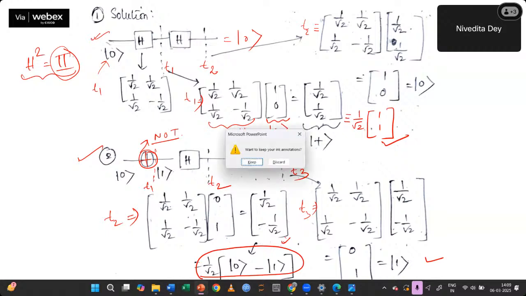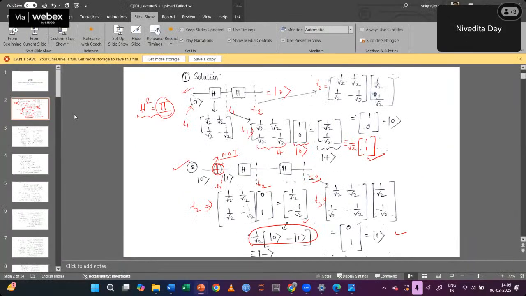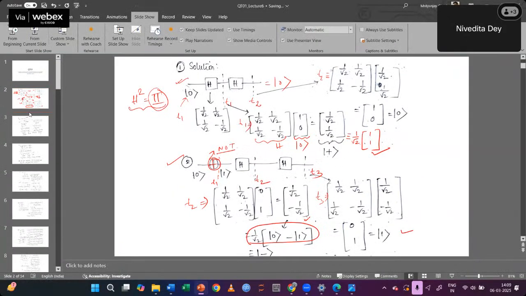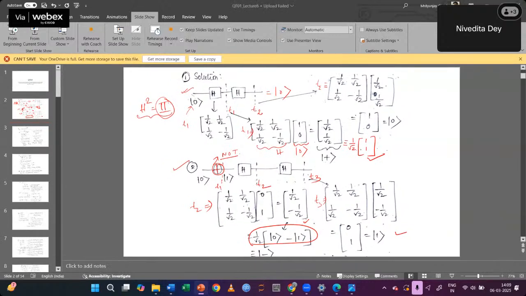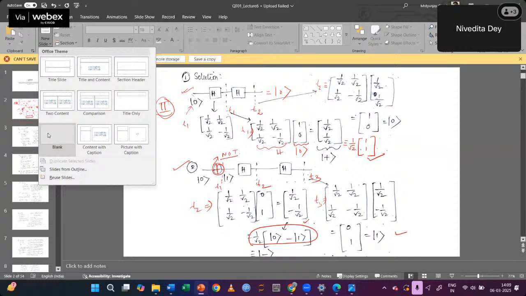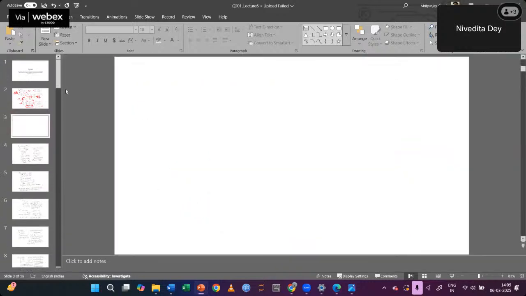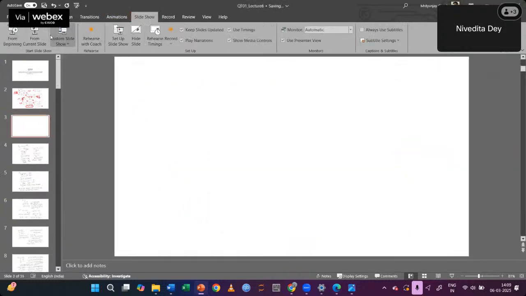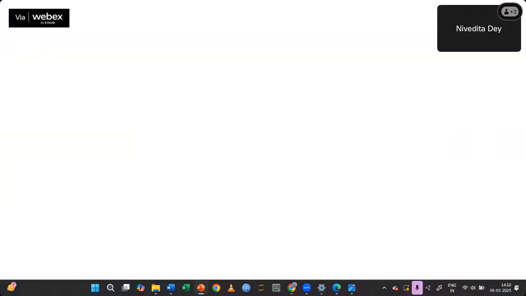Now I just want to show one thing. Just a minute. I want to keep the annotation so that it's there already. I'll be keeping all the annotations, don't worry. So let me just insert one slide here. Just a minute. Just wanted to show something.